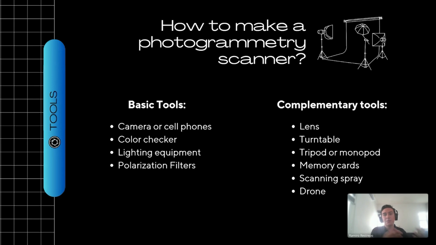The better the image, the better the 3D models. Also, we recommend you have a color checker, lighting equipment, and polarization filters. The only basic tool that you need for photogrammetry is your camera or cell phone, but for this equipment, we recommend you have 100% quality. Also, the complementary tools are lenses, turntable, tripod, memory cards, and scanning spread, and even drones if you need to capture objects or areas from the air.